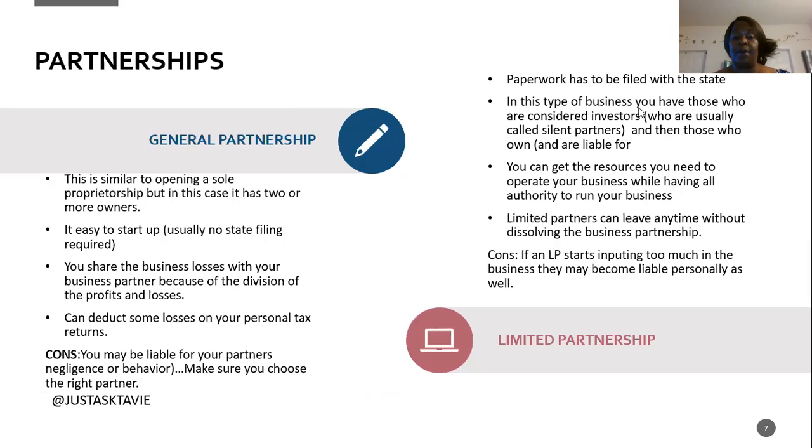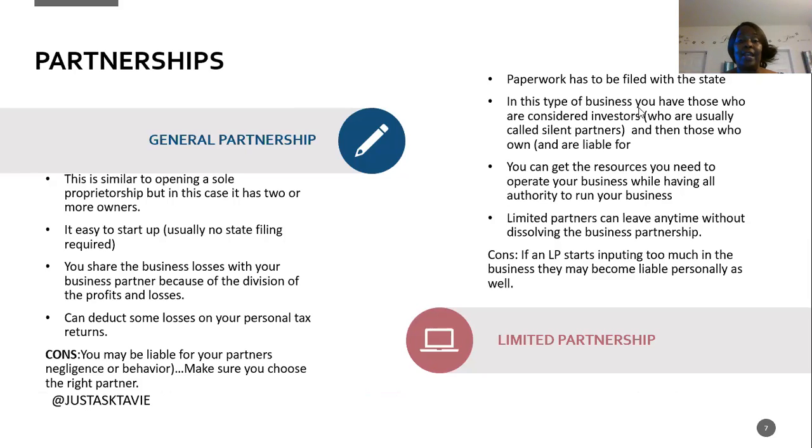There's also the limited partnerships. Limited partnership, the paperwork has to be filed with the state. And in this type of business, you have those who are considered investors, who are usually called silent partners, and then those who own and are liable for the liabilities of the company. You can get the resources you need to operate your business by having all authority to run your business. And the limited partners can leave any time without dissolving the business partnership.